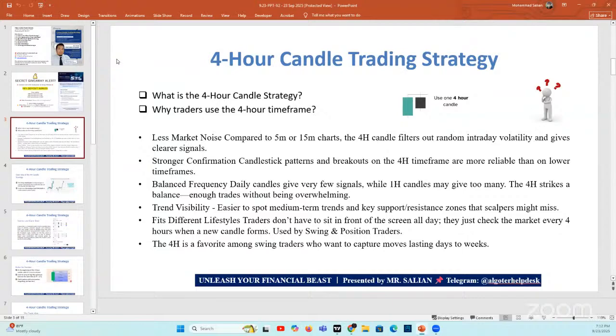It fits different lifestyles of traders, okay? Traders don't have to sit in front of the screen all day. Which is true when you are in the lower time frame, like in the 1 minute, and you have to catch every tick, every move where this trend is going. But in the 4-hour candle, you know it will start at 6 a.m., end at 10 a.m., and from 10 a.m. to 2 p.m., then 2 p.m. to 6 p.m., then from 6 p.m. to 10 p.m., and so on and so forth.